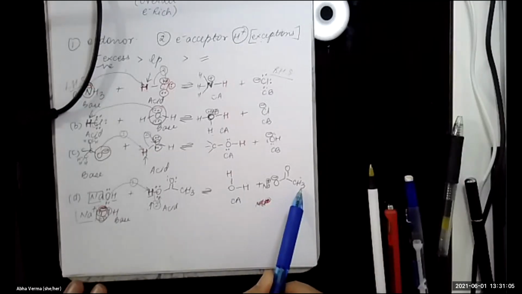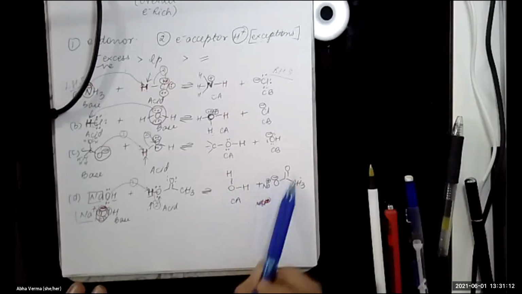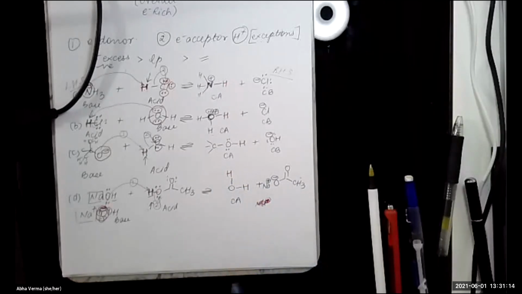Because it has an OH. Okay, so H hydrogens are here also. But how did I distinguish between these two, that this is more acidic and this is more basic? How did I figure that out?